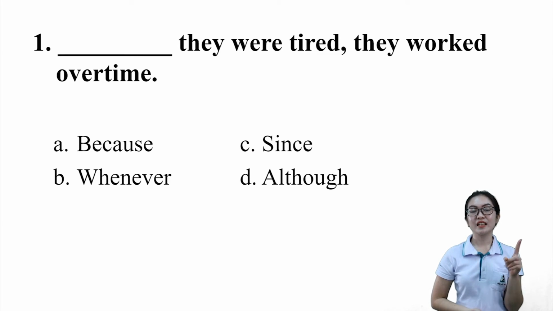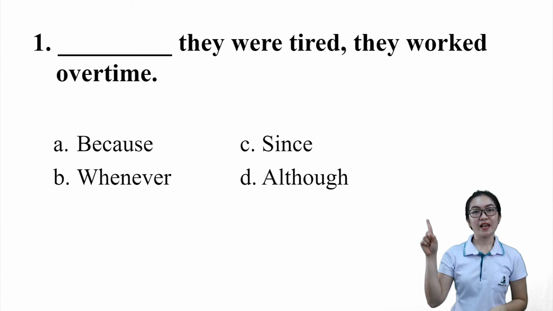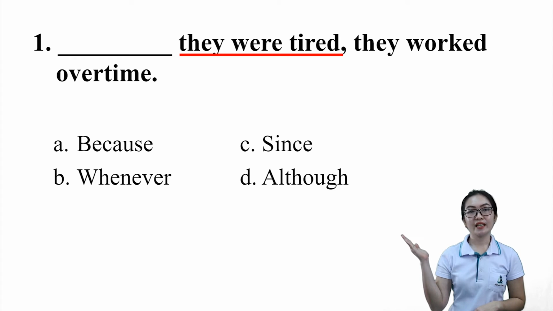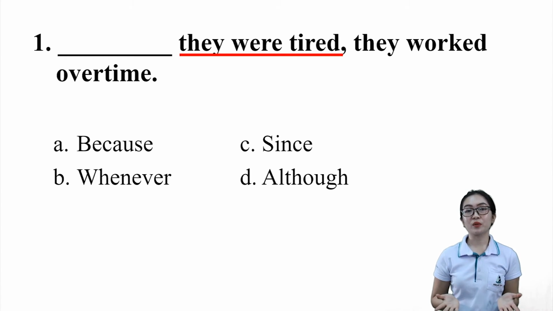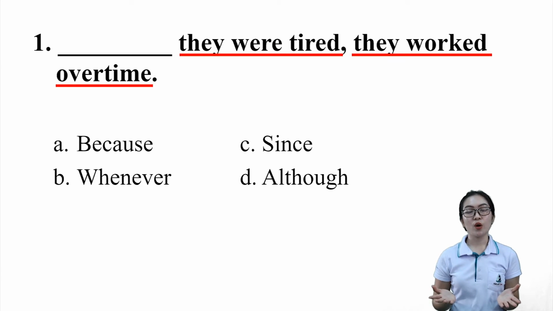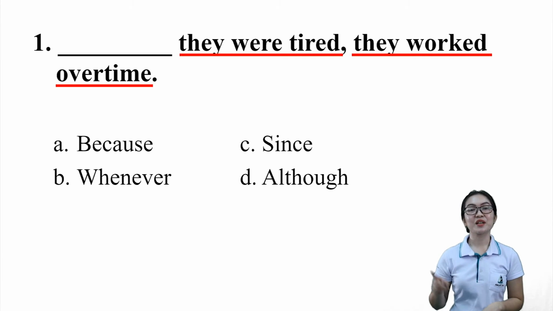Number 1. Blank, they were tired, they worked overtime. A, because, B, whenever, C, since, or D, although. In this sentence, they were tired implies a negative, which means they should rest already. But the independent clause says they worked overtime, which contradicts the idea. When stating a contradiction, which conjunction should be used? Right, it's letter D, although.